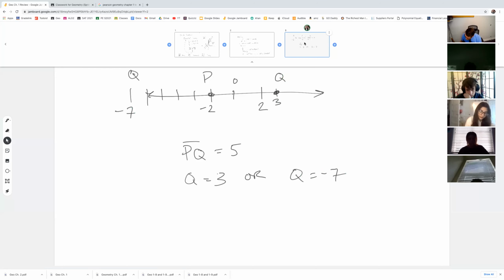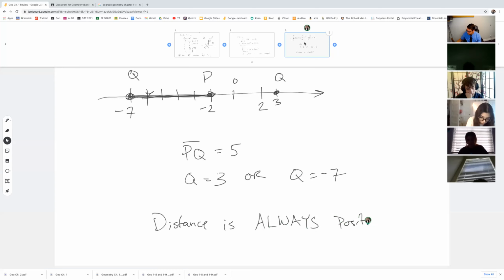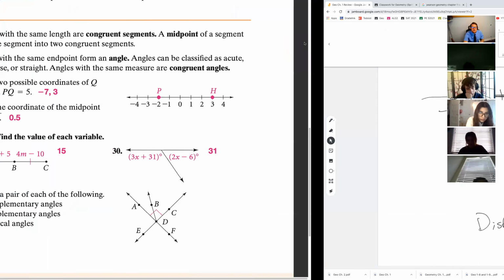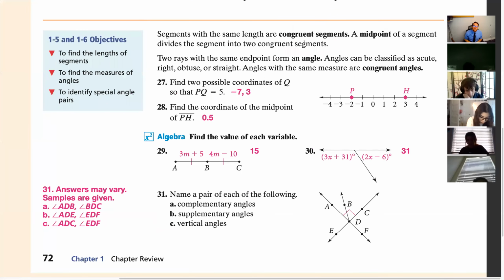Remember, we talked about the absolute value or the distance from here to here, okay? Distance is always positive. Always positive. All right, so find the coordinate of the midpoint PH, okay? So if you have P and H, negative 2 plus 3 is 1. 1 divided by 2 is 1/2, okay?